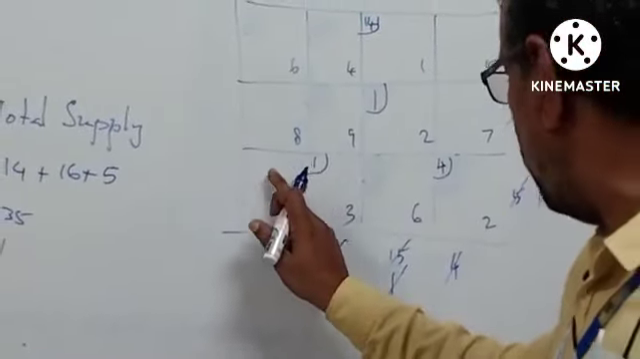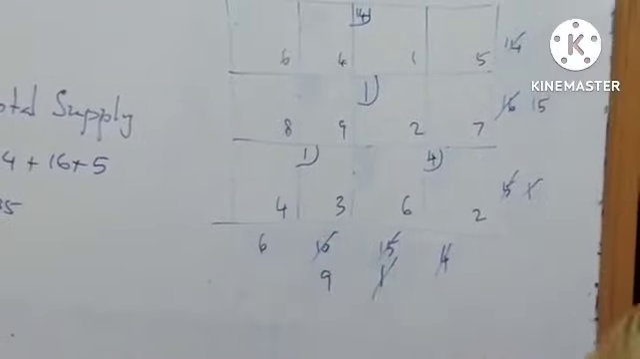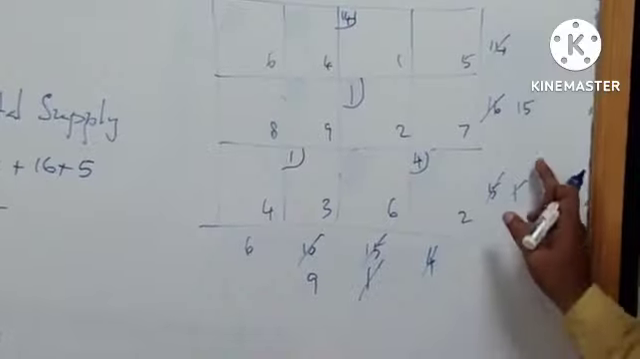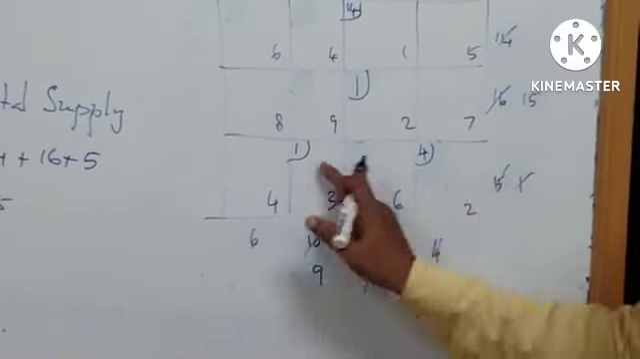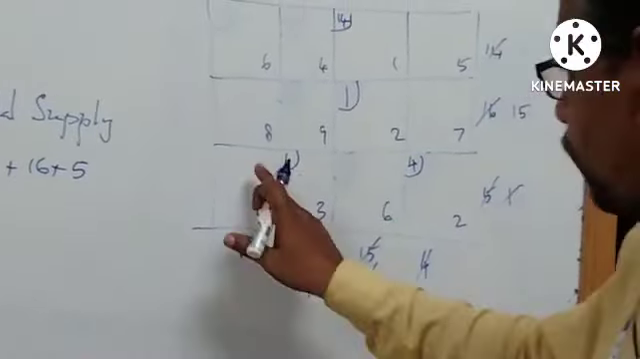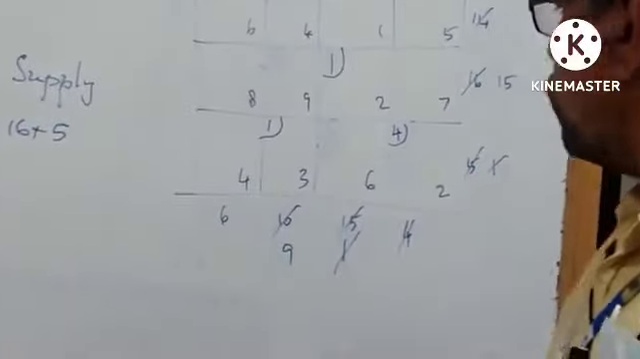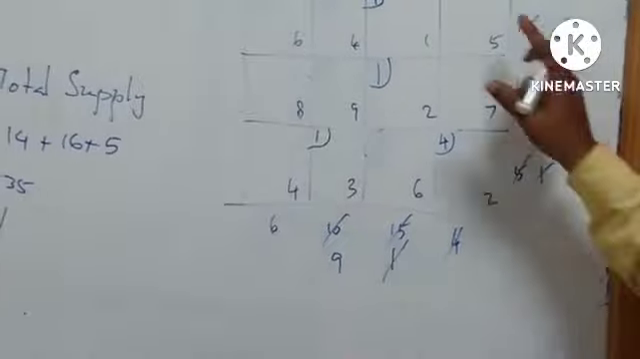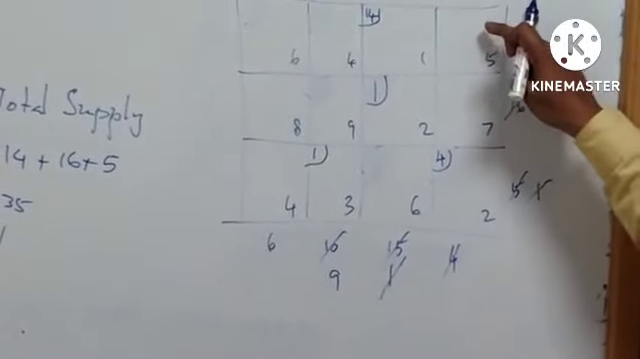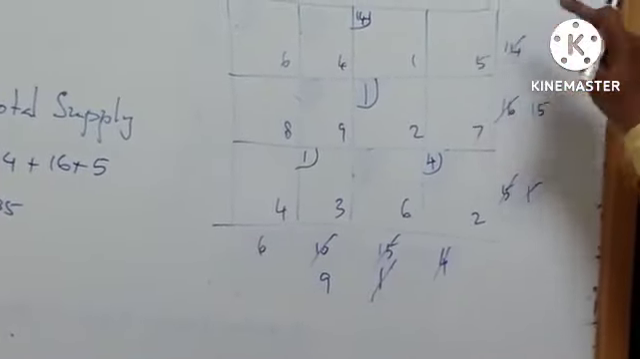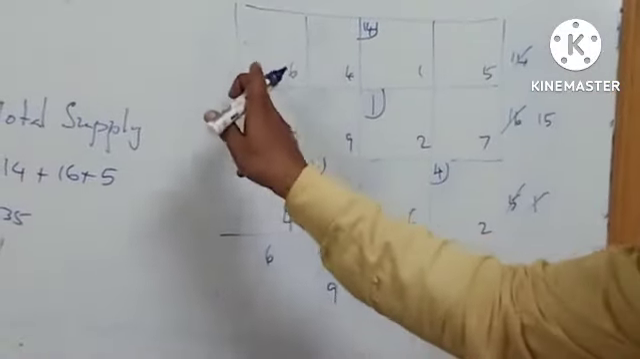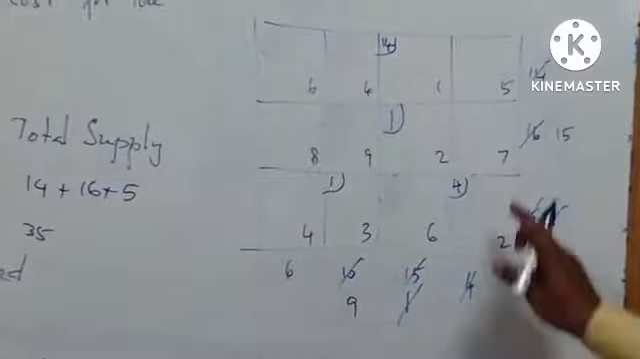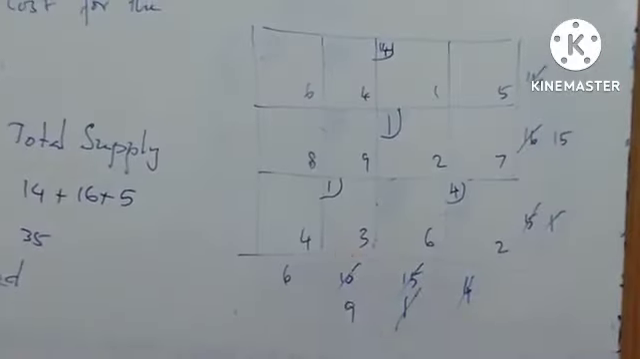The only availability is 4, which is also not possible because all the 5 units have been dispatched to different destinations. Therefore, this is also not possible. This is also not possible. So the next least value is 5. 5 occurs in one place, but here also it is not possible. Next is 6, not possible. Next is 7, also not possible.